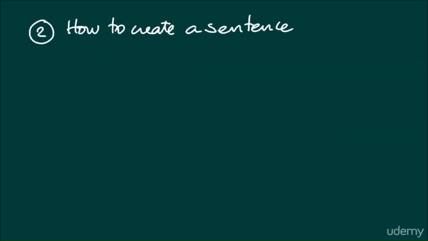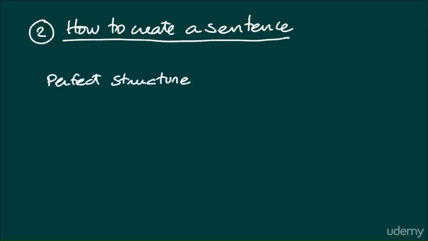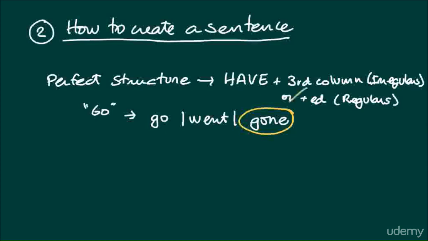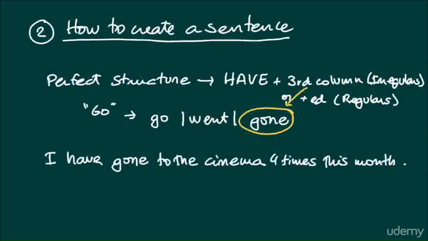2. Now let's see how we create a sentence in present perfect simple. As you saw in the last video, we create the perfect structures using have plus the third column of irregular verbs, or plus ed of the regular verbs. So we must know the irregular verbs to create a present perfect tense. For the positive sentences, let's use the irregular verb go. Remember the 3 columns? Go, went, gone. Let's create a sentence. I have gone to the cinema 4 times this month.